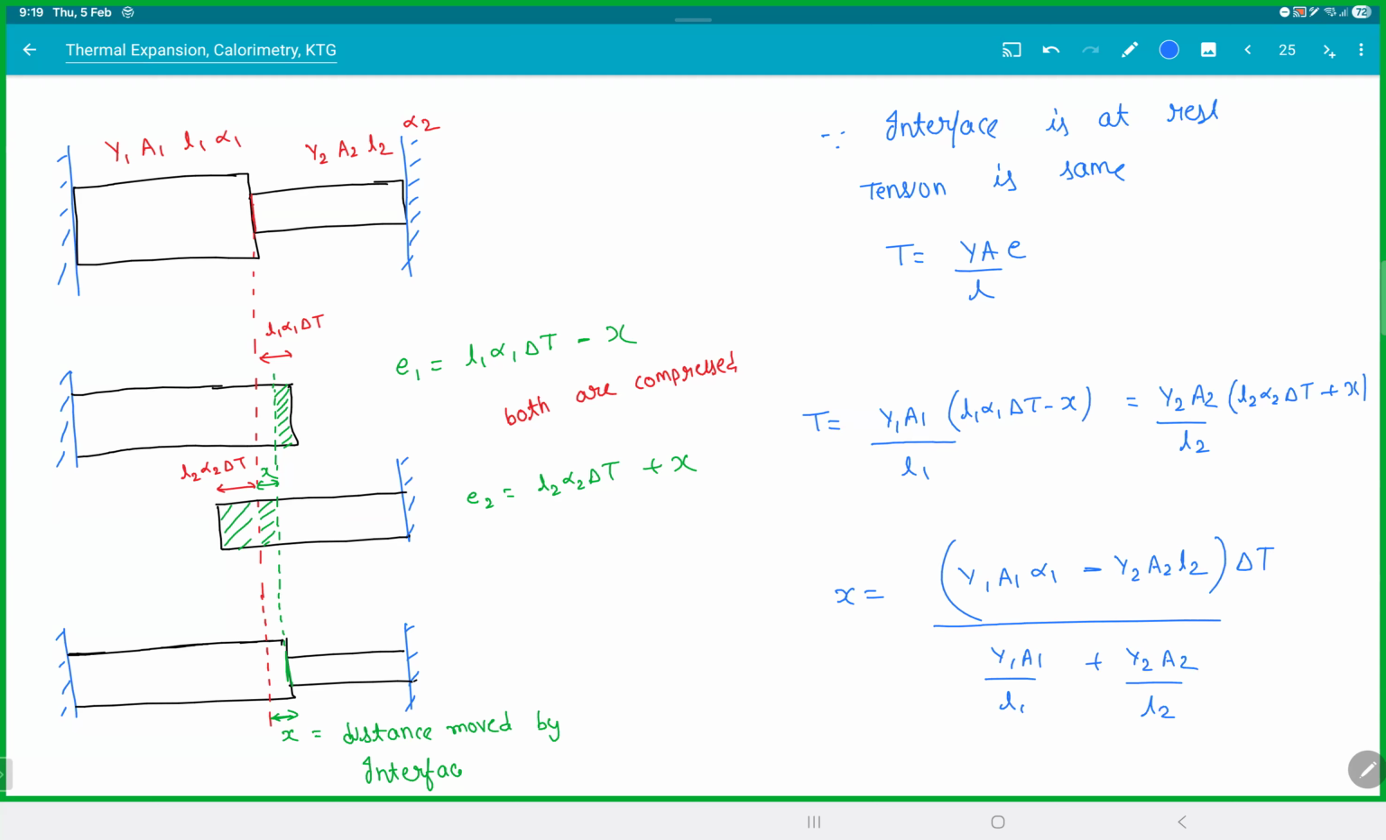Now the question comes, how do you know it is going to the right side? I don't know. So who decides that? The product. How do you know which rod is stronger? The product of Y A alpha. So if Y1 A1 alpha 1 is greater than Y2 A2 alpha 2, then it will go to the right side. If it is lesser, you'll get a negative sign. Negative sign implies X didn't go to the right, it went to the left. Clear with this? So the sign will take care of itself.